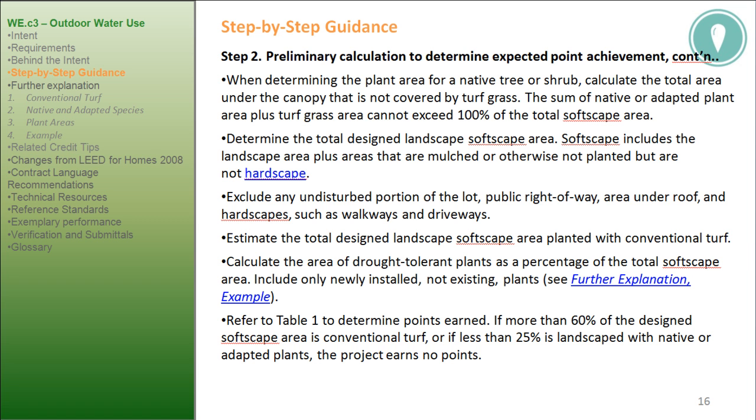Estimate the total design landscape softscape area planted with conventional turf. Calculate the area of drought-tolerant plants as a percentage of the total softscape area. Include only newly installed, not existing plants, see further explanation, example. Refer to Table 1 to determine points earned. If more than 60% of the designed softscape area is conventional turf, or if less than 25% is landscaped with native or adapted plants, the project earns no points.